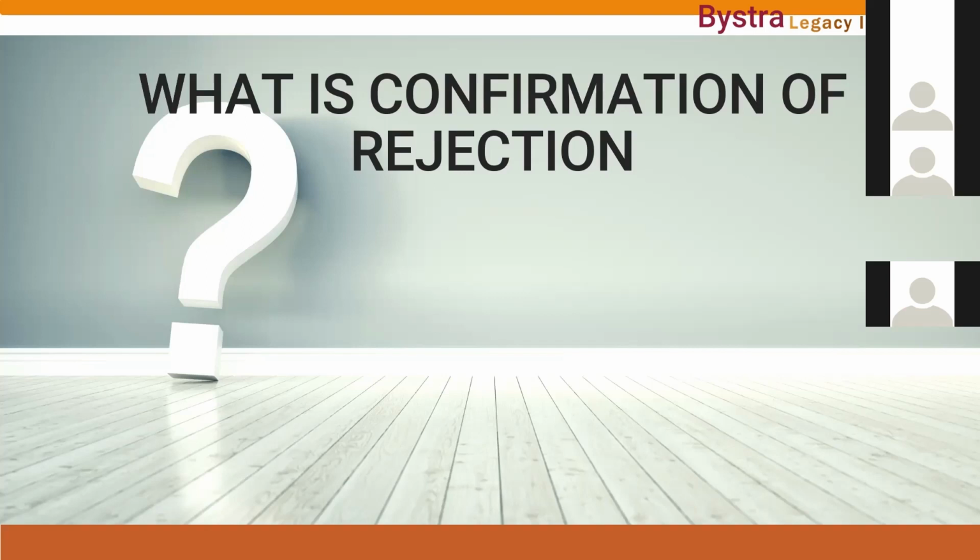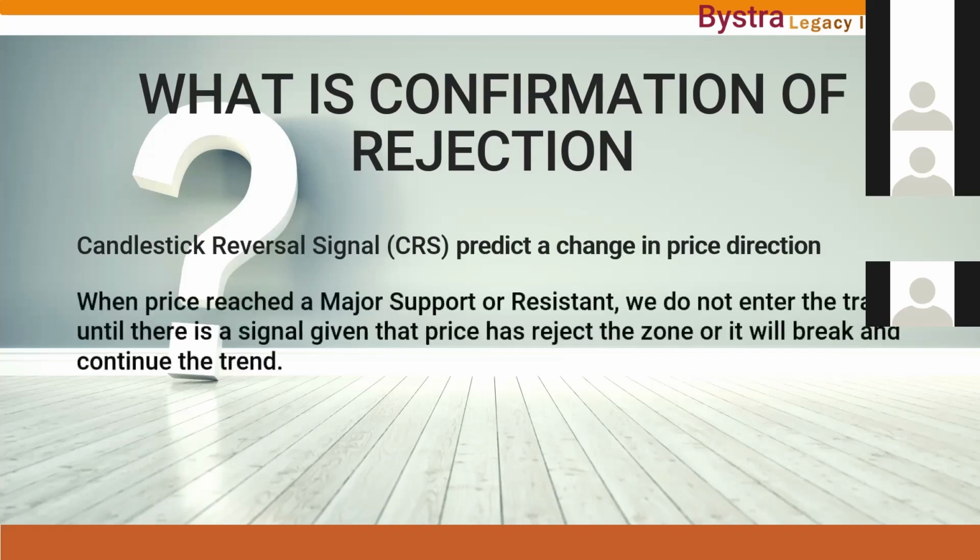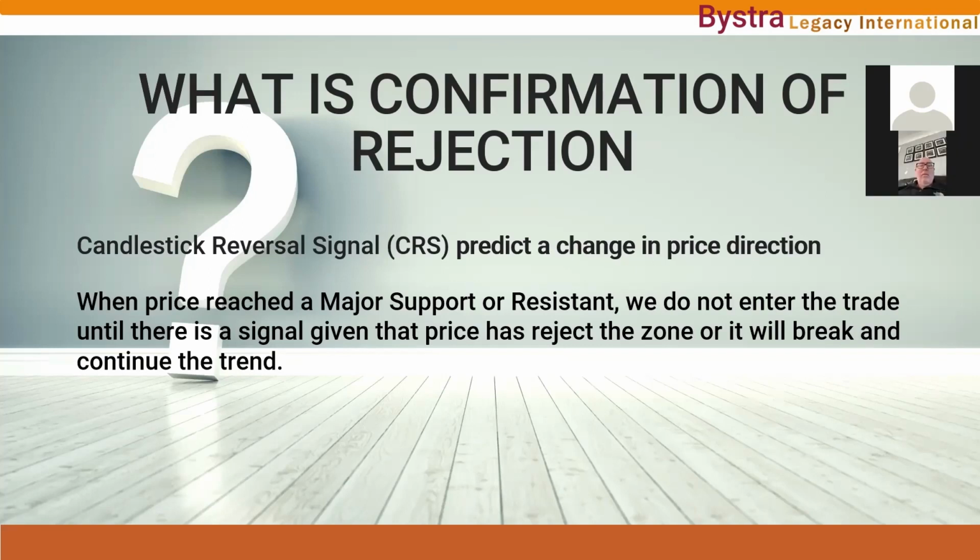Once we mark the daily time frame, we can see the price comes into the zone. And how do we identify the COR, confirmation of rejection? We will use the candlestick reversal signal as our price direction, because it is important that when the price has reached the major support and resistance, which we refer to as the monthly and the weekly time frame for danger SNR, there is a rejection. We use the indication called the candlestick reversal signal, and then only we will find a setup.